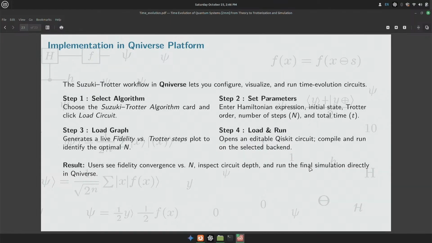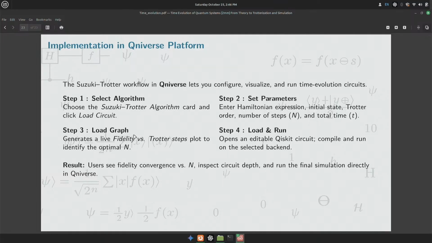So in QNIVERSE, I have actually implemented this algorithm myself, and this is the classic 4 steps that you need to perform to implement this algorithm in the QNIVERSE. First you select the algorithm from the algorithm palette, which is a Suzuki trotterized algorithm, and then you load graph. Now what is the load graph?